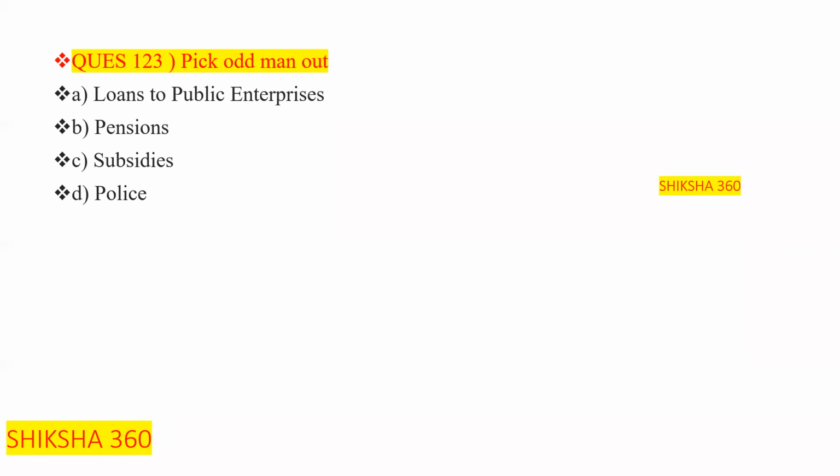So question 123. Pension, subsidies and police all come under the revenue expenditure. And loans to public enterprise comes under the capital expenditure. So this one is our answer here.